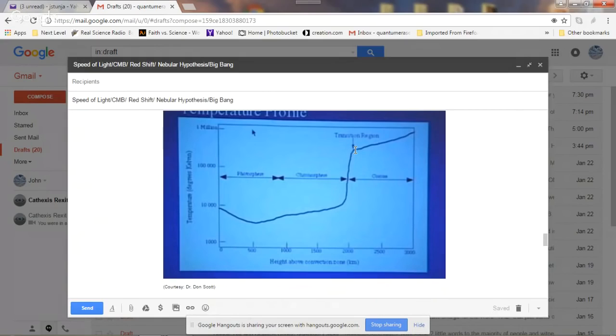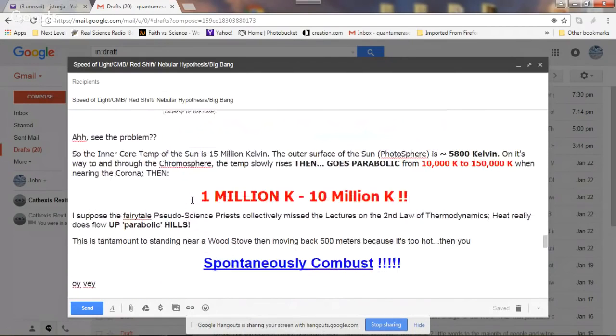500,000 Kelvin? I mean, this is a rocket shot. And if you keep this chart going, it goes to 10 million, way out here. So does everyone see the problem here? If you don't, I'm going to show you. The inner core temp of the sun is 15 million Kelvin, like we said.